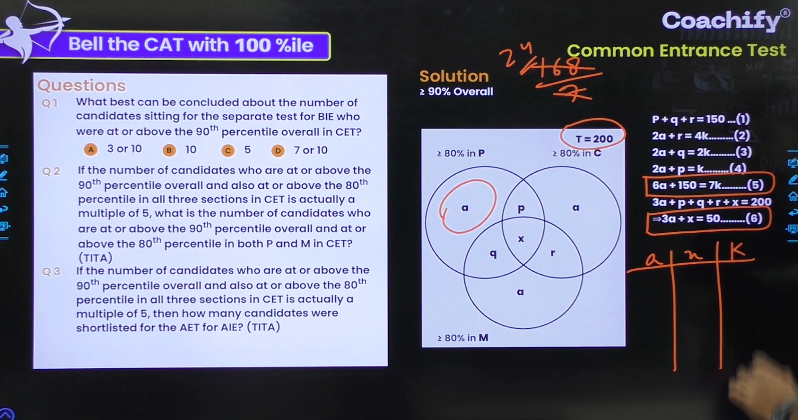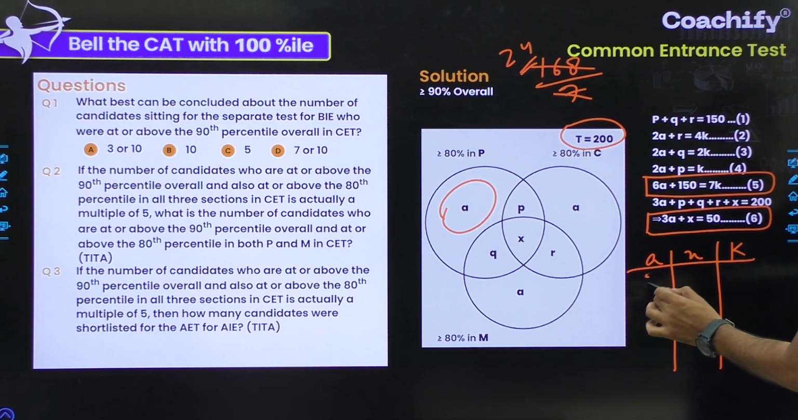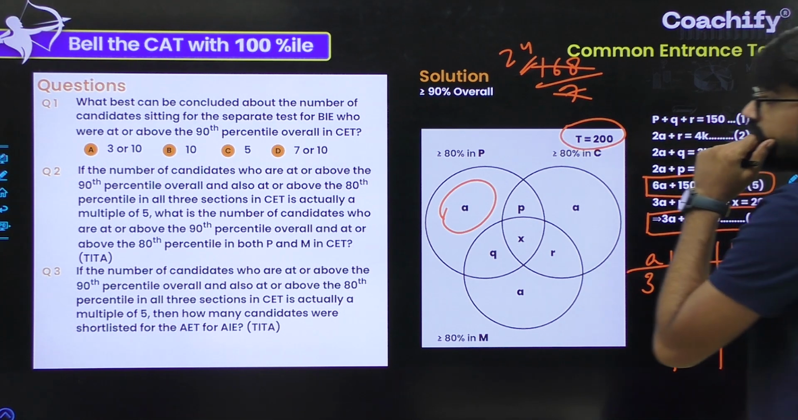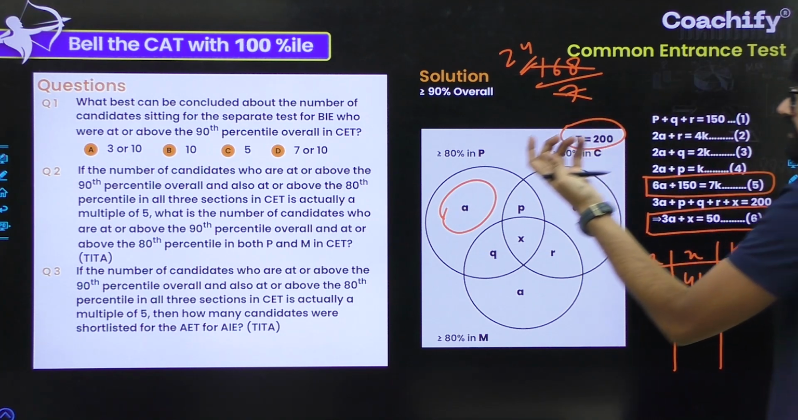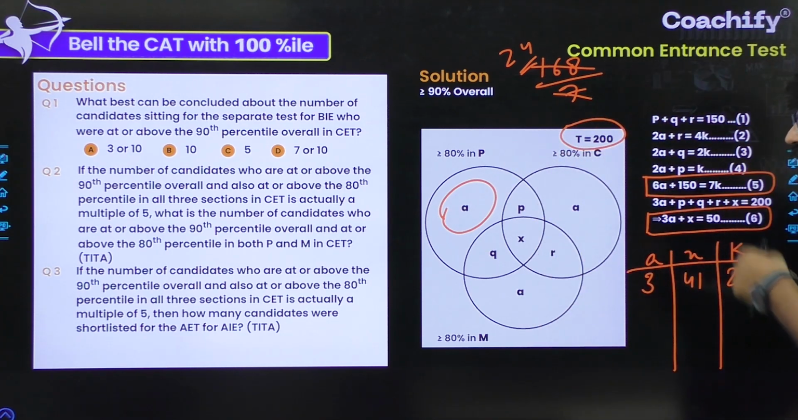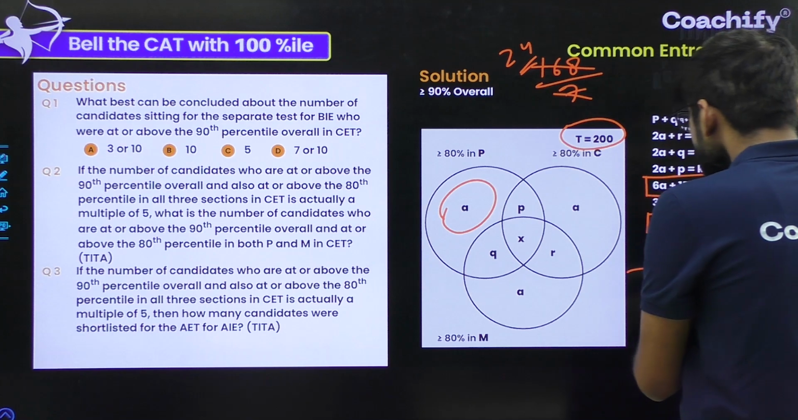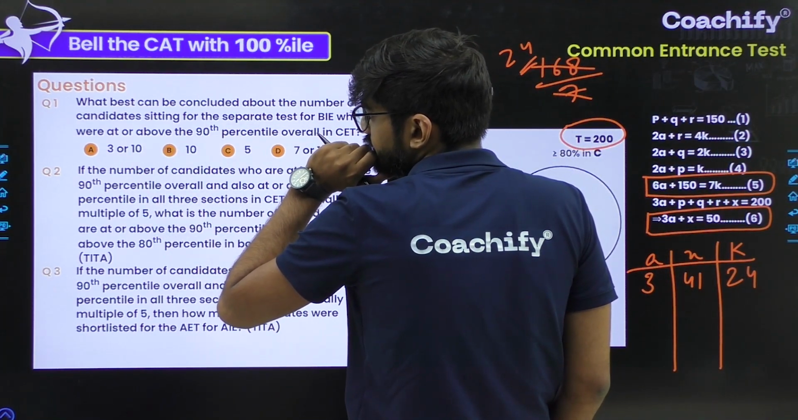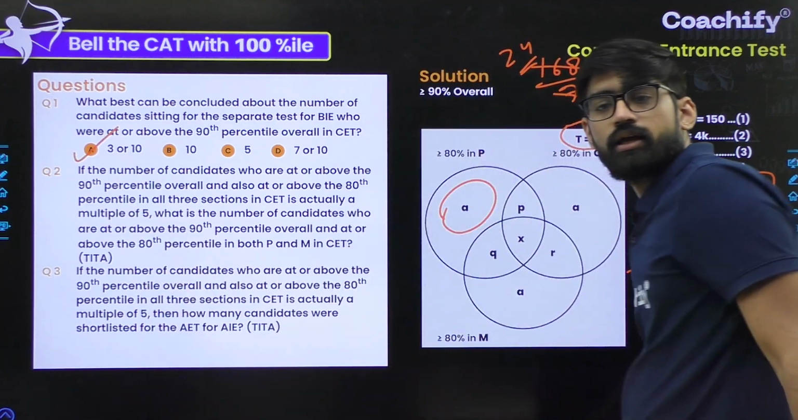So let's write the value of K also. So when we have A as 3, right, K is coming out as 24, right? And when we have A as 3, this becomes 9, X becomes 41, right? So we can see that 3 is one such value which satisfies the criteria given in the question that they'll be sitting for separate test for BIE. So if 3 is one such value, then obviously there is only one such option in which we can see that there is a 3. So this is my answer.